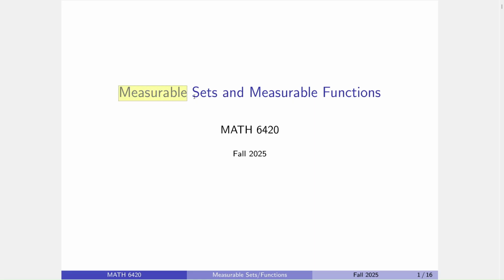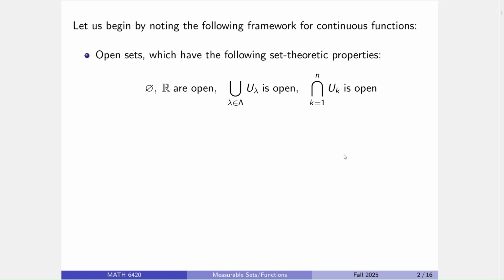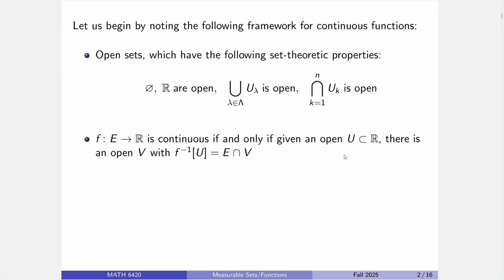Let's get measurable. Let's start off by noting that continuous functions have a framework to them. We spent a lot of time studying continuous functions so far, and there are three big things about them. The first is that there are open sets, which work well with continuous functions and have a set theoretic setup: the empty set and the whole set count as open, unions of any size are open, and finite intersections are open.